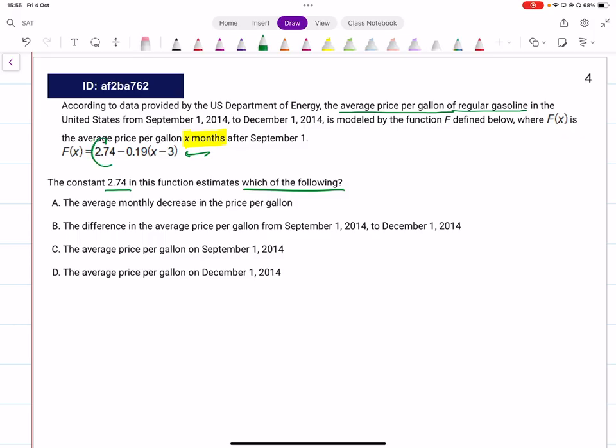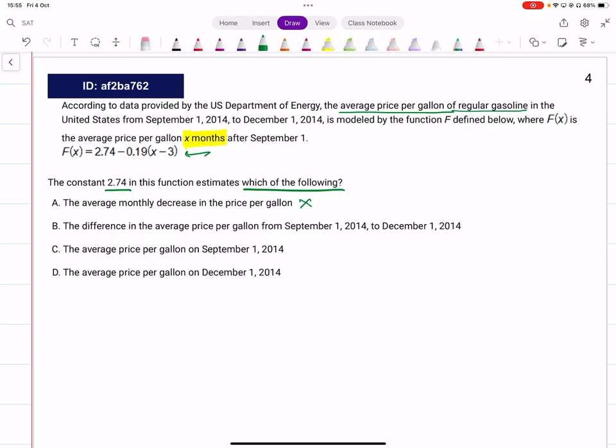2.74, what is this representing? The constant, no, it's not just the constant, by the way. 2.74 minus 0.19 into x minus 3. How do you understand 2.74? Let's look at the first one. The average monthly decrease in the price per gallon. That generally represents the gradient, right? The rate of change. So it cannot be A.